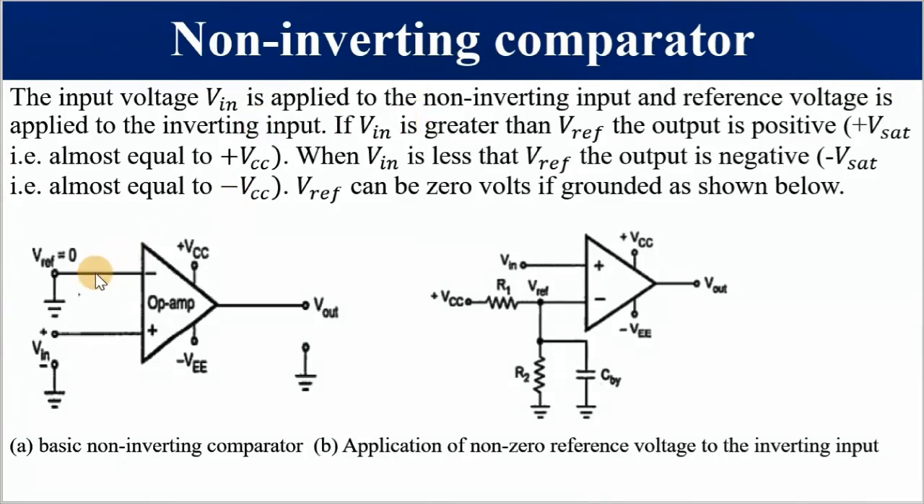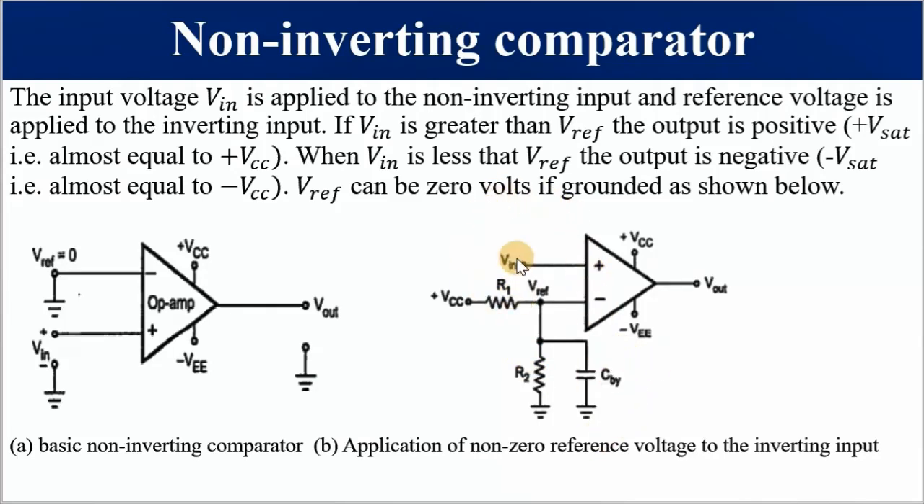When the input voltage is applied to the non-inverting input, this is called a non-inverting comparator, and the opposite is true. So for a non-inverting comparator, the inverting input is grounded. In this case, it is at 0 volts, and in B, the inverting input is at the voltage that is equal to R2 times VCC divided by R1 plus R2, and this is a decoupling capacitor.